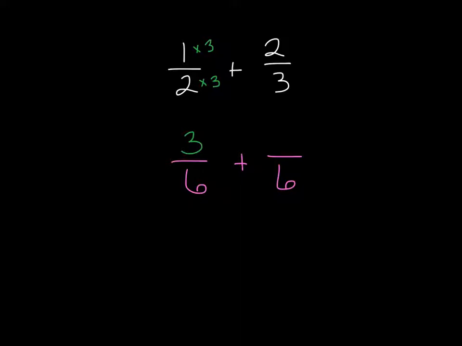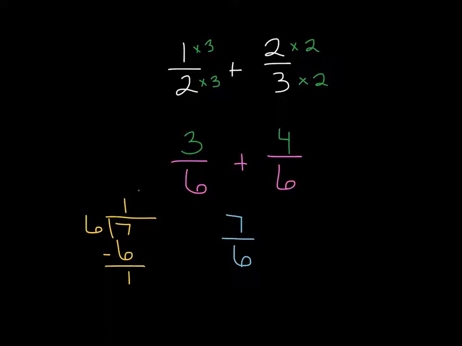Then for the second fraction, 3 times 2 is 6. So we need to do 2 times 2, which is 4. Now 3 plus 4 is 7 over 6. But we do have an improper fraction. So let's change it to a mixed number. 6 goes into 7 one time. We have one remainder. So that would be 1 and 1 over 6.